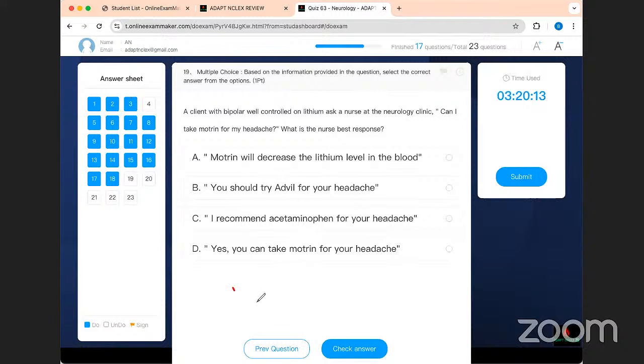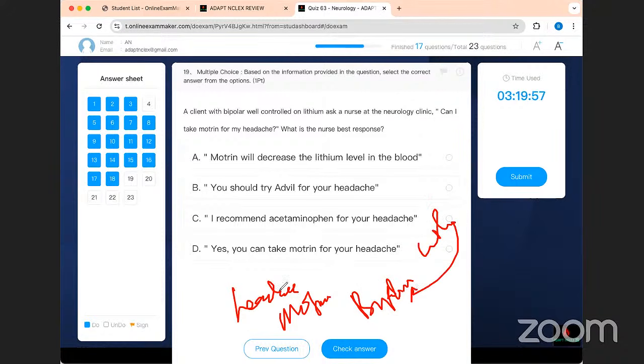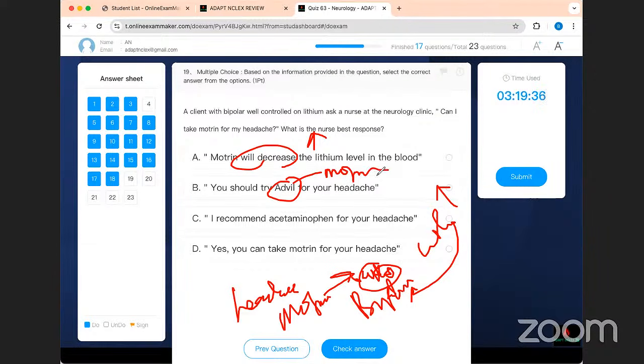So headache, Motrin, bipolar. If I take lithium, it's helping with my bipolar. If you take Motrin, it affects your kidney. Your kidney function goes down, lithium goes up. Therefore, lithium does not decrease, it increases in the presence of Motrin. Advil is the same as in the Motrin group, right? Ibuprofen, they are the same NSAIDs.